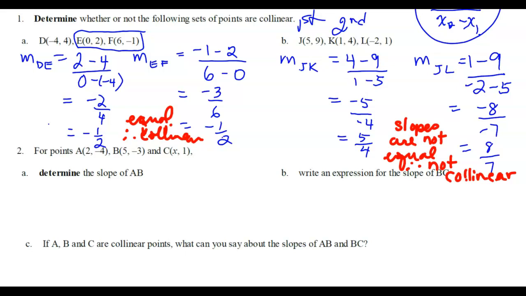So same thing in question 2. You're given 3 points, but take a look. Point C, we don't know both coordinates. So we're going to have to find the x-coordinate, but it doesn't matter in part A. It says determine the slope of AB. So do that. It's all numbers. Plug it into the formulas.